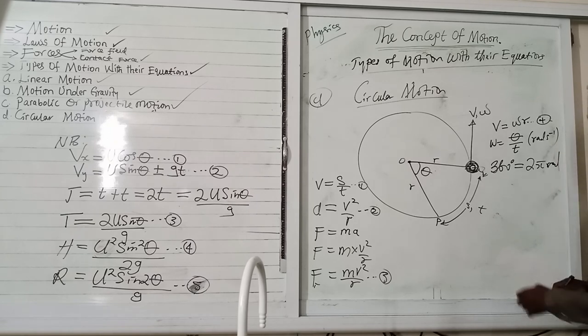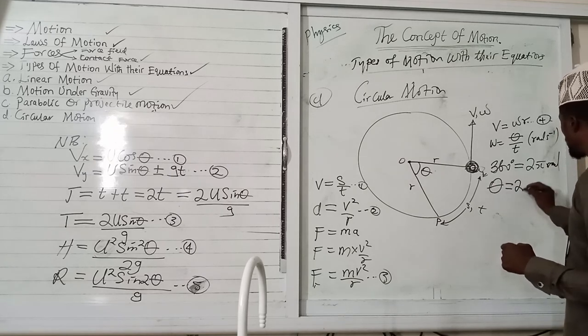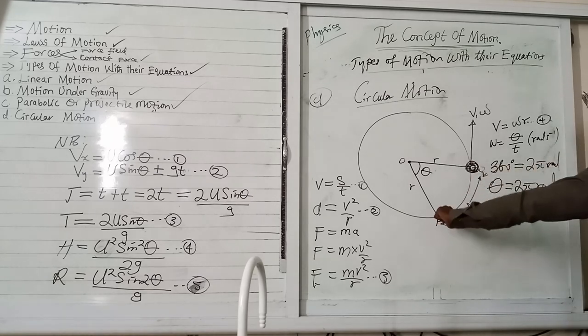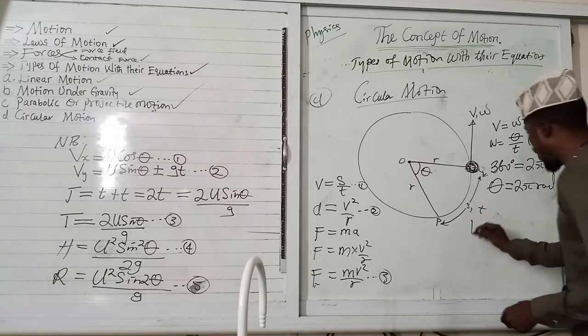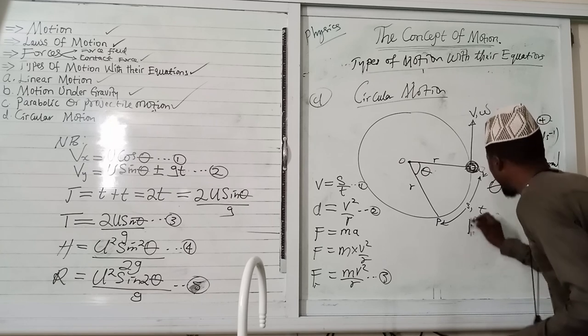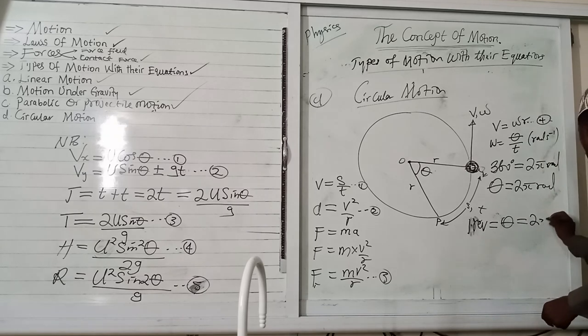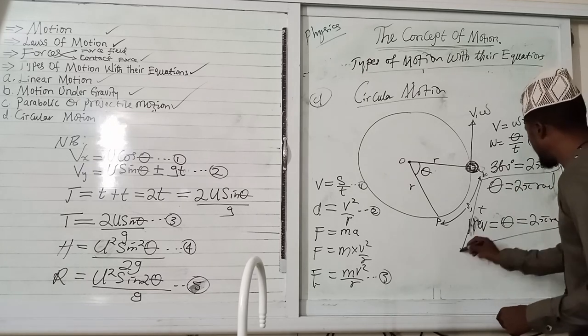2 pi rad. So we write that our theta here is equal to 2 pi rad. That is for one complete oscillation. That is to move from this point back to this point. You have one complete circle as 2 pi radians. So we call this one revolution. So one rev is equal to, theta is equal to 2 pi radians. So this is the equation that is used to calculate for that.